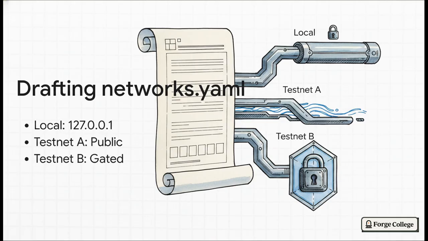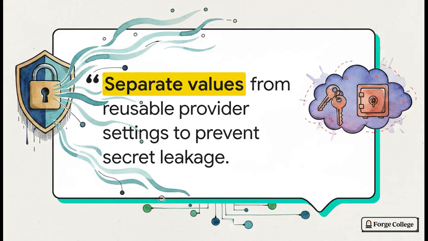And finally, testnet B, a gated API testnet on chain 133. Setting up this structure ensures our deployment runners know exactly how to handle totally different deployment targets. I really want you to burn this exact phrase into your memory. Separate environment-specific values from reusable provider settings. This is an absolute core best practice taught across the various Web3 learning programs here at Forge College.